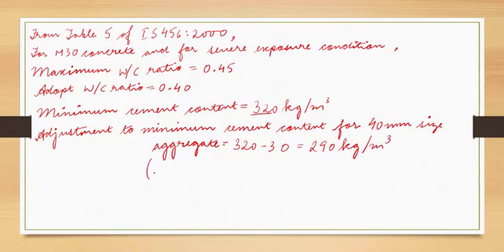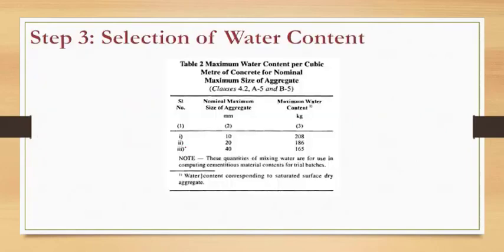And this is according to table 6 of IS 456-2000. You can also write this line beforehand that from table 6 of IS 456-2000 we have got this adjustment. So this is how we complete step 2, that is the selection of water cement ratio. Now let us come to step 3, that is the selection of water content. Now this is table 2 of IS 10262-2009.